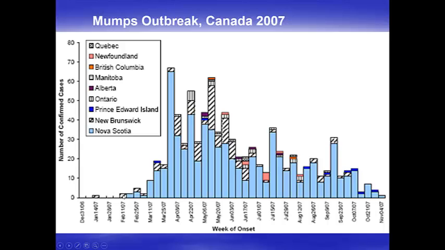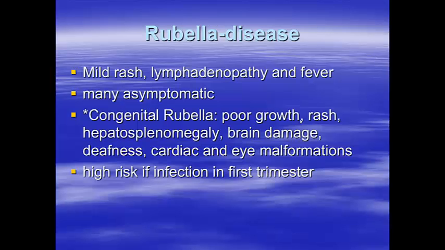This graph is what's called an epidemic curve, where we see the weeks plotted along the x-axis and the number of cases along the y-axis. You can see that the epidemic rises to a peak and then slowly wanes off as the infection dies out. So that's a classic epidemiologic curve. And again, in light blue, most cases occurred in Nova Scotia in 2007. These did tend to occur in older teenagers and young adults. And yes, the males did get testicular pain with the orchitis that you see with mumps.